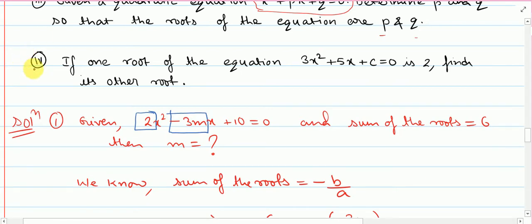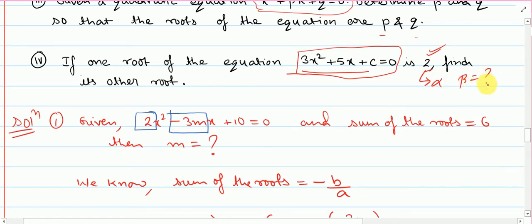Here next question is this. If one root of the equation is 2, means for this quadratic equation you will have two roots. Out of those, one is this. Find the other one. Okay. So suppose this is alpha, then what will be the beta, means the other root. You know that sum of the roots will be equal to minus b upon a. So in this case it will be how much? Minus 5 upon 3. Okay.